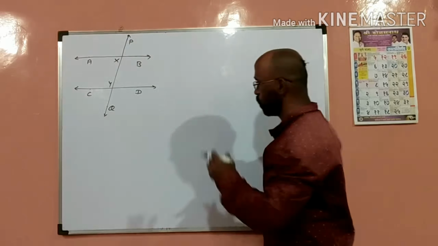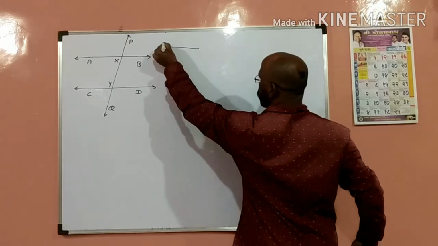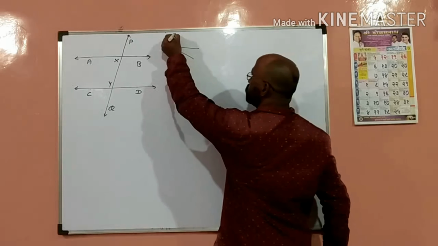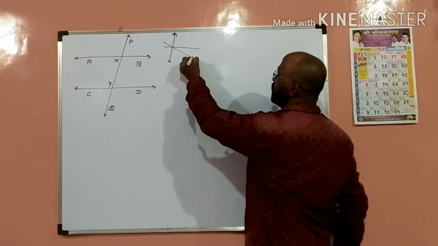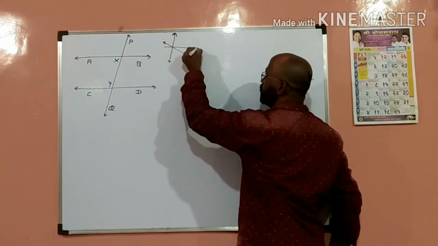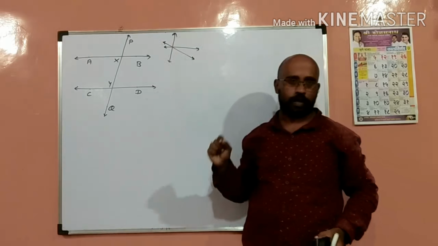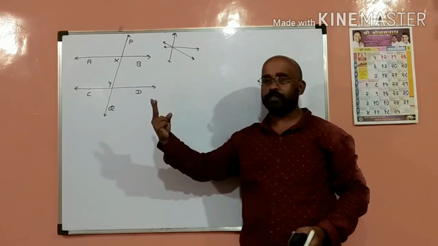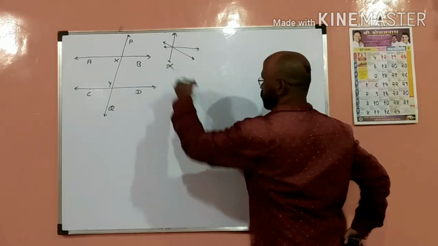Now consider one more case. Suppose there are two lines. These two are lines and there is one third line. This third line is intersecting these two lines, isn't it? Yeah, but is it intersecting at two different points? No. So this line is not a transversal.